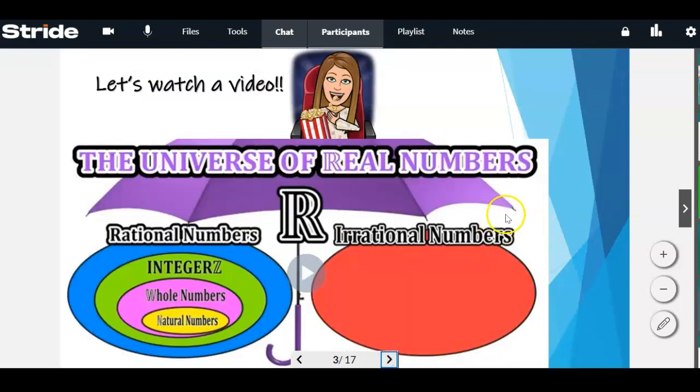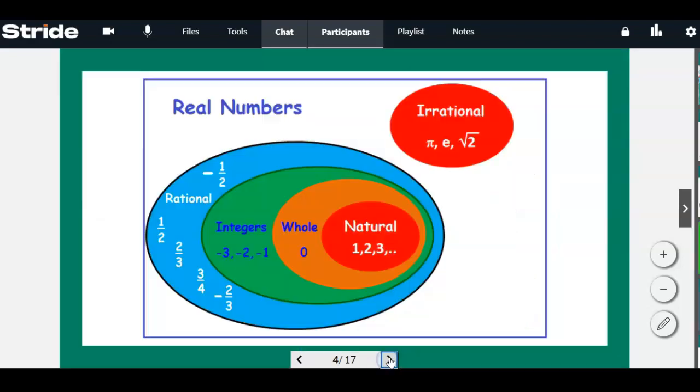All right, so this video is actually in the lesson, so I'm not going to spend time on that, but it talks about the two subsets of rational numbers and irrational numbers. And just to go into more detail, here are the rationals over here, irrationals here.